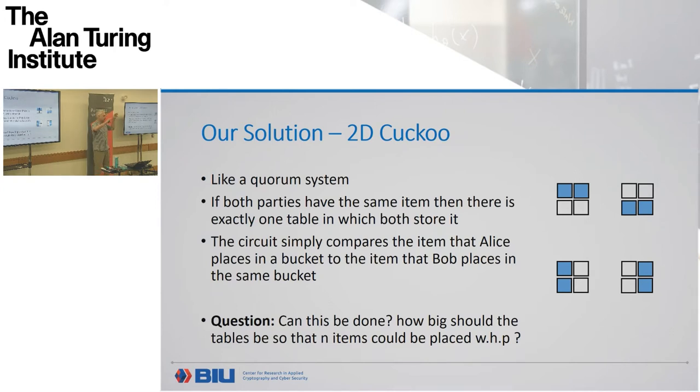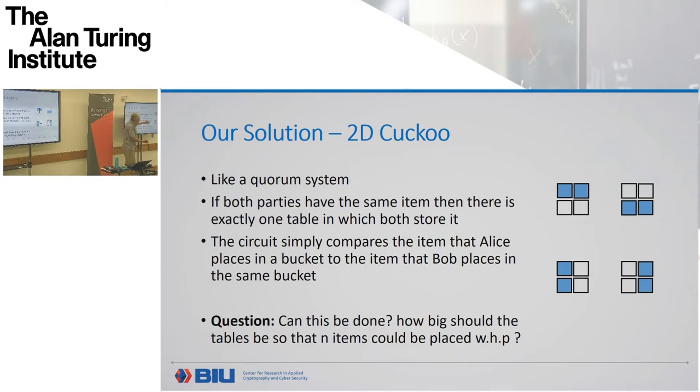So therefore, if we build a circuit which basically takes, this is where Alice puts her items, this is where Bob puts his items. The circuit takes each item in this table, compares it to each item in this table. If both of them have X, there's going to be exactly one location where both of them have put X, and therefore we see the intersection. So the circuit is very, very simple. And the question is, can this be done?